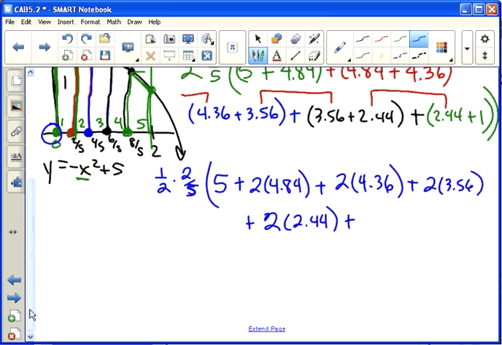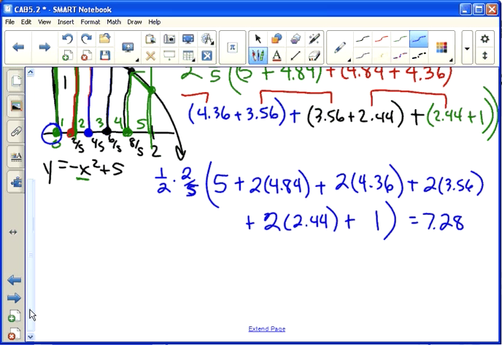So if you notice, the first endpoint and the last endpoint just get used one time, but everything in the middle gets used twice. And as it turns out, let me go ahead and find this answer, and then I'll explain that. So we do 1/2 times 2/5 times all that mess. You should get 7.28 if I've done mine correctly. It turns out the trapezoidal sum is the average of the left and right sum.